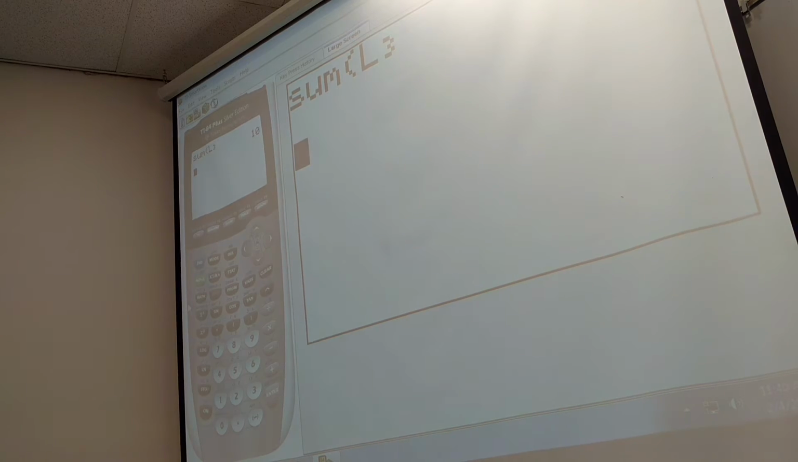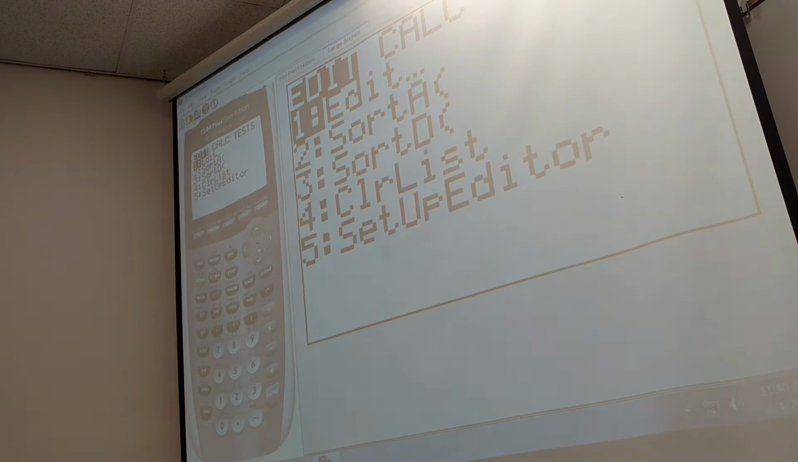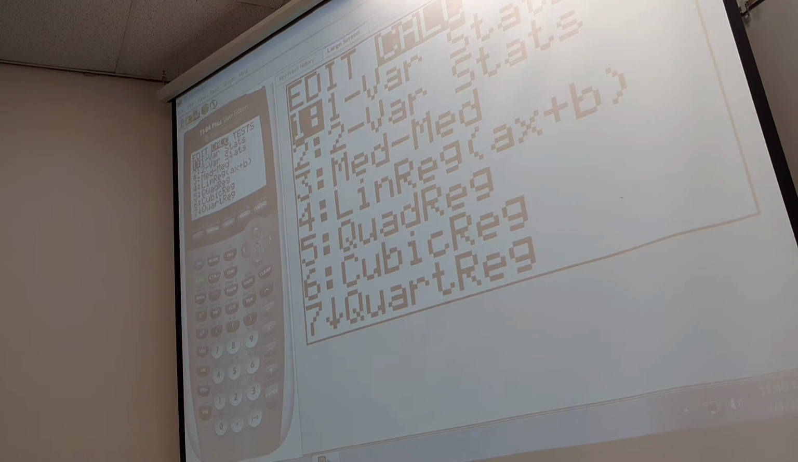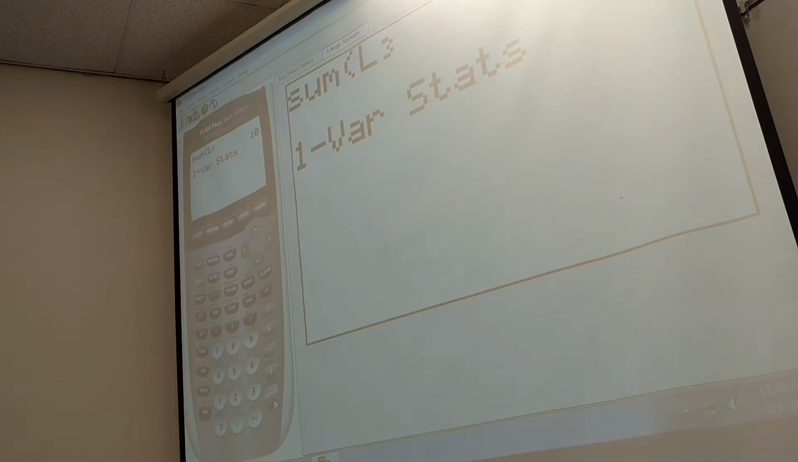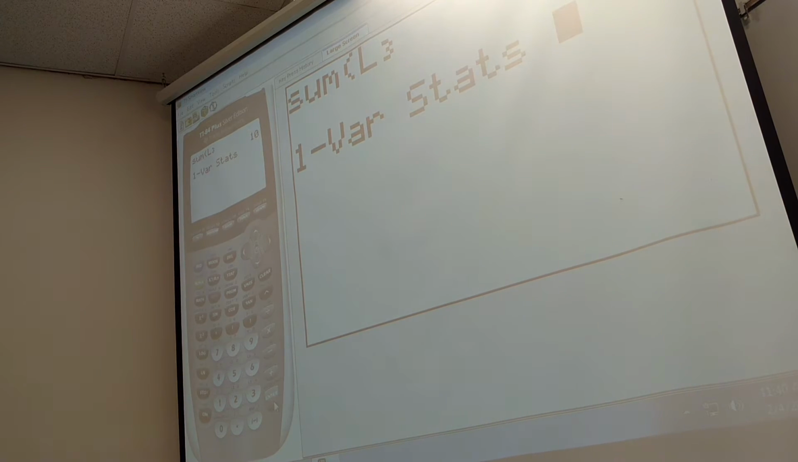You ready? We already did this once. Remember that 1-bar stats? We did that, didn't we? So you hit stat, calc, 1-bar stats. Remind me, which list is my data actually in? List 1. So I want to do 1-bar stats on list 1, and that's what it defaults to. If I don't tell it anything, it's going to do list 1.